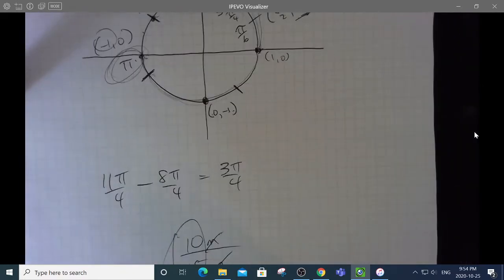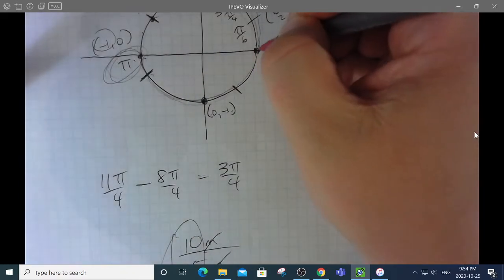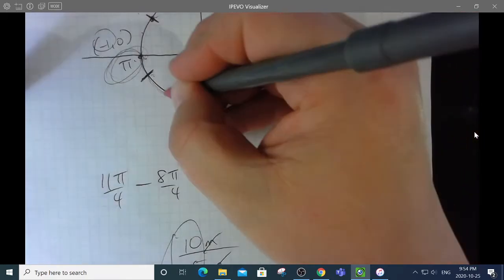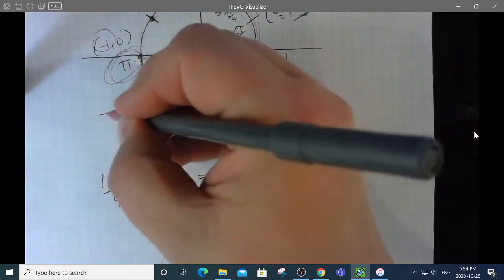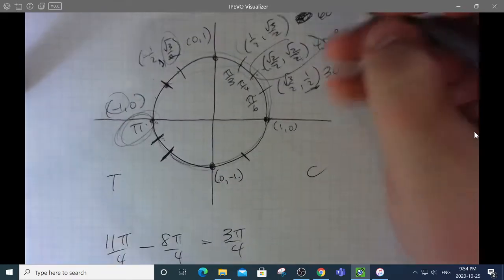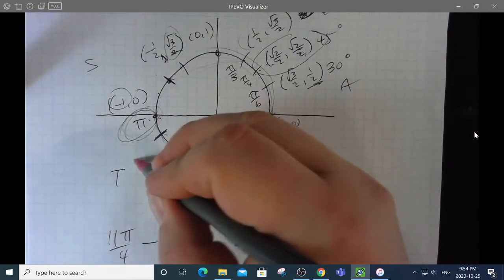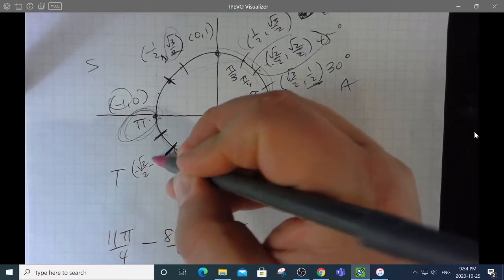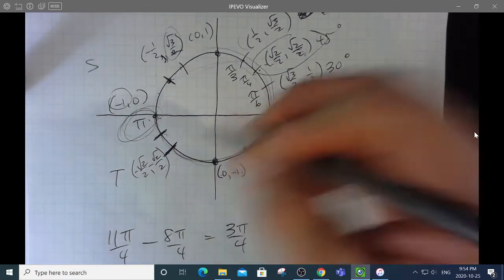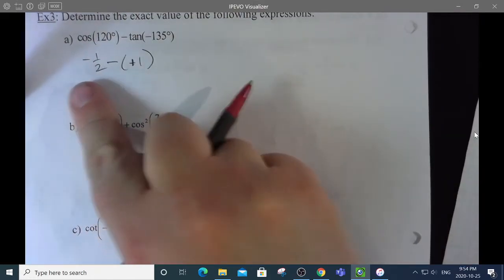Let's go back to here. Negative 135 degrees starts here and goes that way. Aha, in this quadrant, remember the CAST rule? C-A-S-T. Tangent's positive here because both of these coordinates are negative. Good thing I caught that. So that's actually going to be a positive 1 in there. So this is negative 1/2 minus 1.